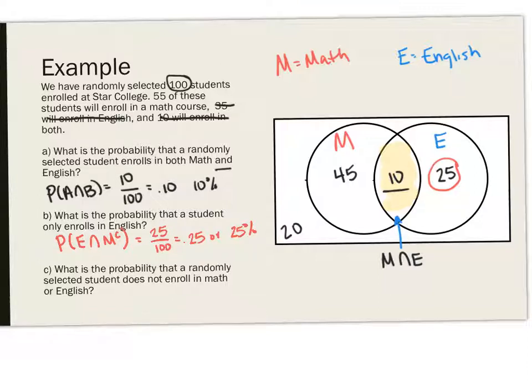The last question says, what is the probability that a randomly selected student does not enroll in math or English? So the probability of M complement, not math, or, so union, E complement, not English. Well, that's who's not enrolled in math or English? These 20 people out here. 20 out of 100 is 0.20, which is 20%.